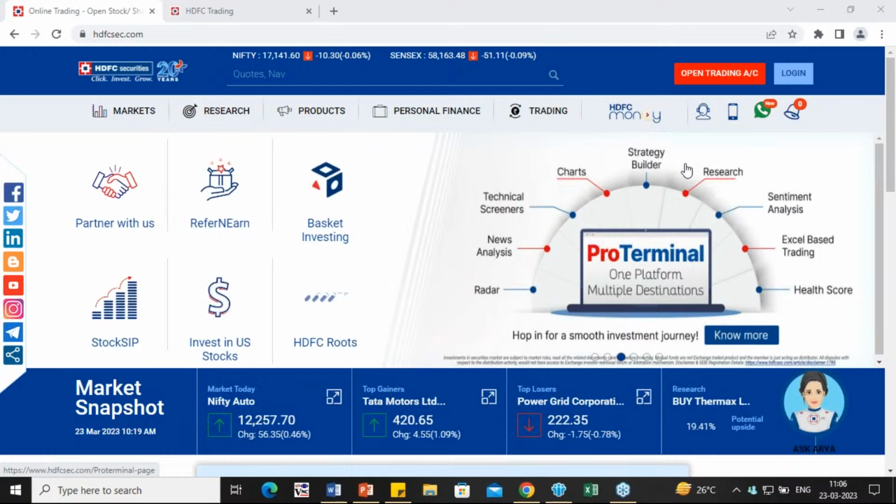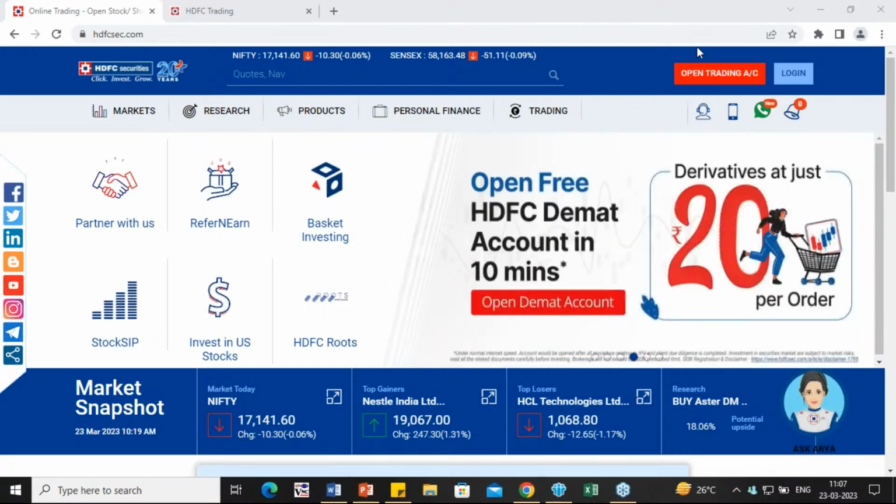After that, we will understand how to analyze any particular stock. There are 3,500 plus scripts in the NSE market. Among those, which particular stock should you invest in, that we will understand in today's webinar. So first, we'll start with how you can opt for the Pro Terminal.